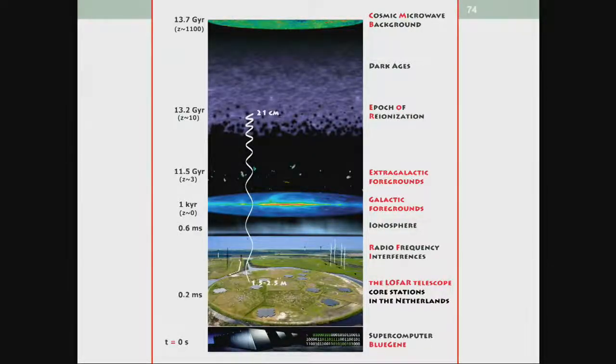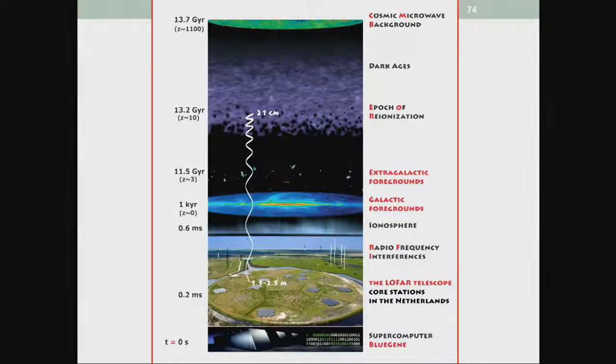So let me go through this. This is the same figure that we always show about the history of the universe, but this is done in the way that we will see it in radio astronomy. So again, this is the CMB. Before it, the universe is opaque and ionized. After it, it becomes neutral, and bit by bit, it gets ionized. This is the epoch of reionization. It's these bubbles that are forming, and this is how we want to see it.